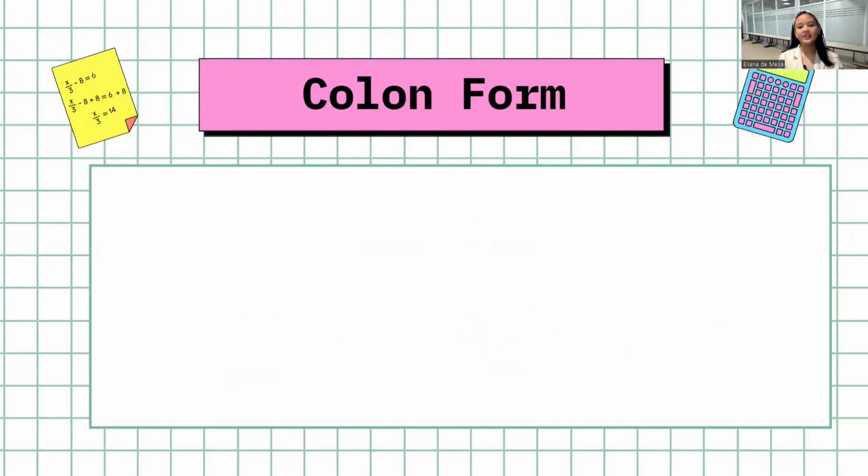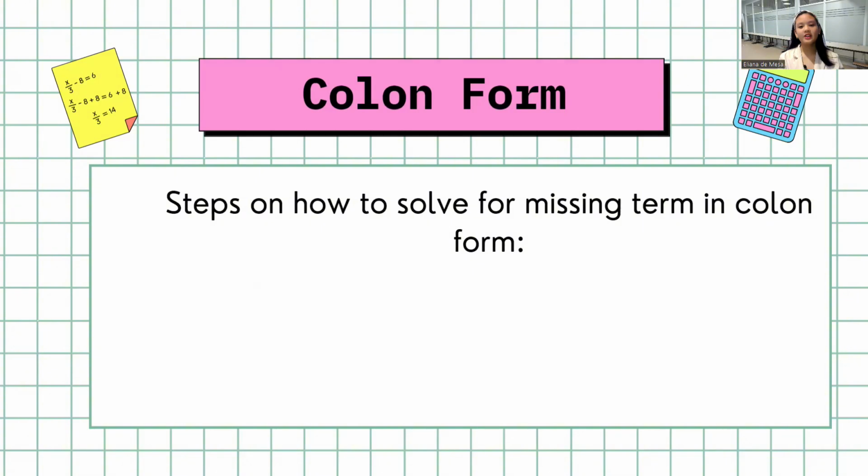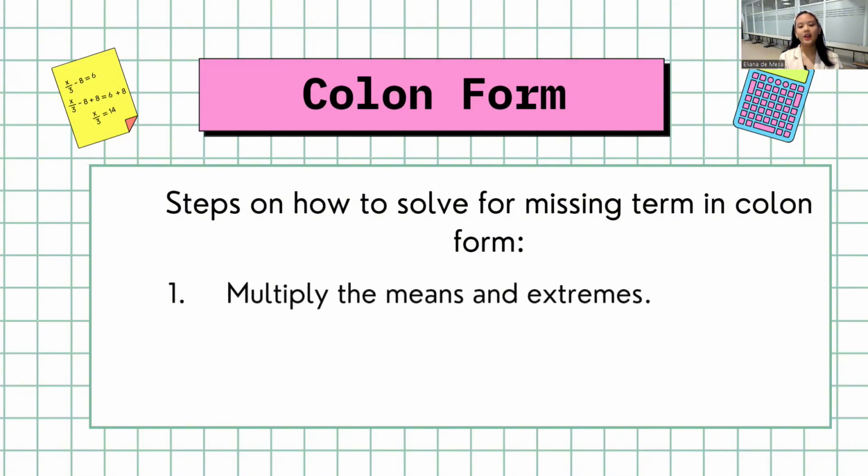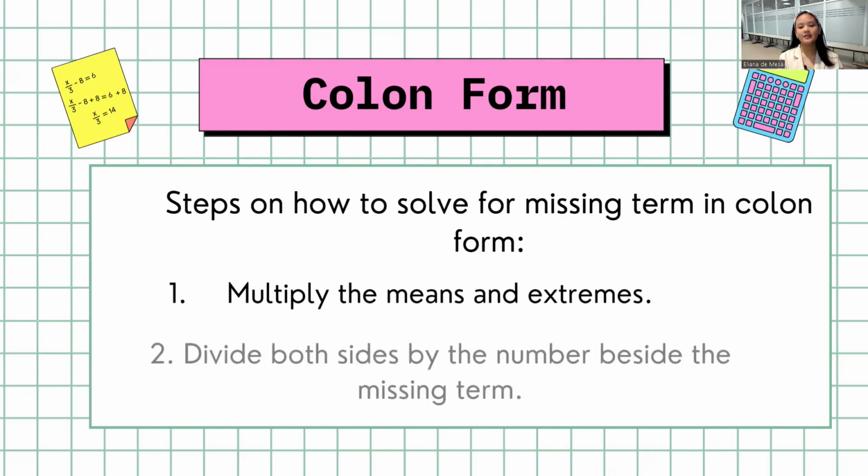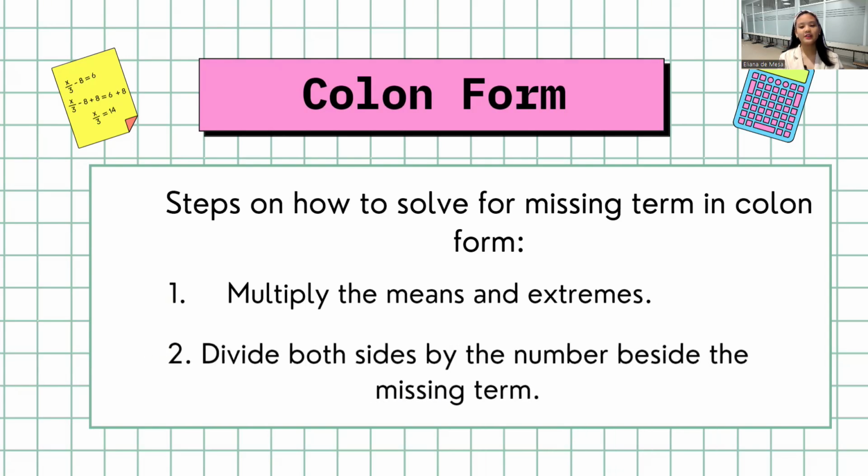Let's now discuss the column form. Here are the steps on how to solve for the missing term in column form. The first step is to multiply the means and extremes. The second step is to divide both sides by the number beside the missing term.